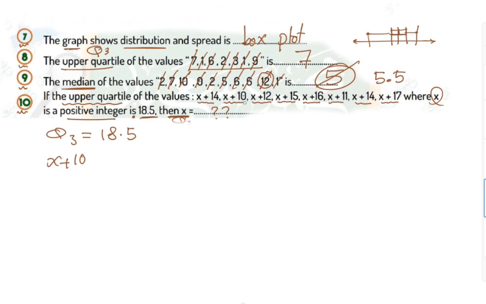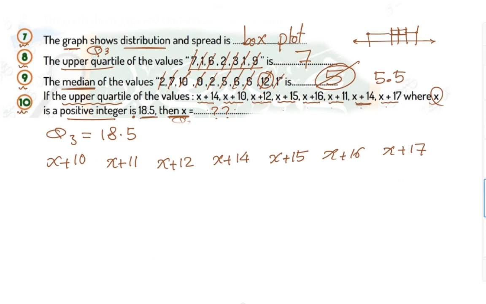Okay. After 10, we have 11. So, I have x plus 11. Okay. After 11, we have 12. x plus 12. After 12, do you have 13? No 13, but we have 14. Okay. After 14, we have 15. x plus 15. After 15, we have x plus 16. And x plus what? 17. 1, 2, 3, 4, 5, 6, 7. 1, 2, 3, 4, 5, 6, 7, 8. We have missed one. Which one is missed?